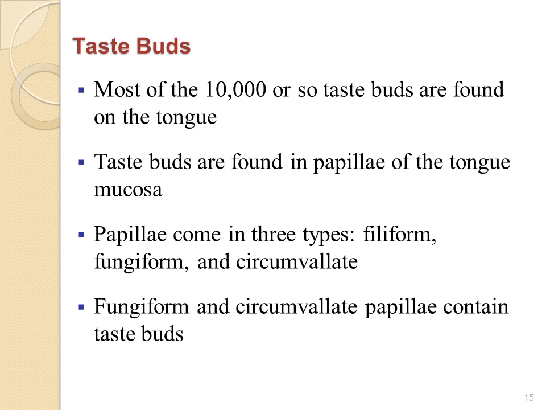This includes the taste buds, and most of the 10,000 or so taste buds are found on the tongue. Taste buds are found in papillae of the tongue mucosa, and papillae come in three types: filiform, fungiform, and circumvallate. Fungiform and circumvallate papillae contain taste buds.